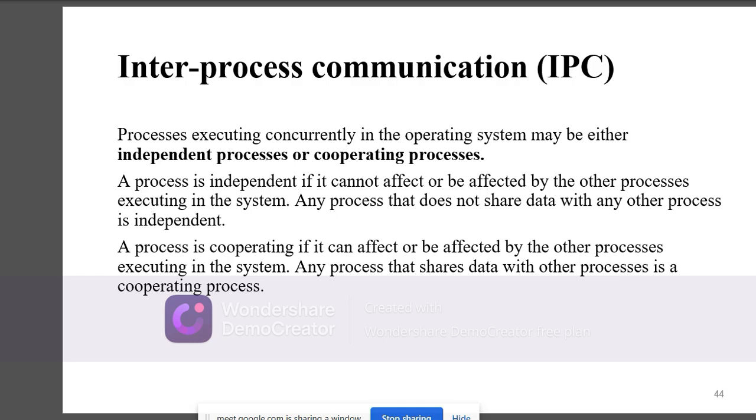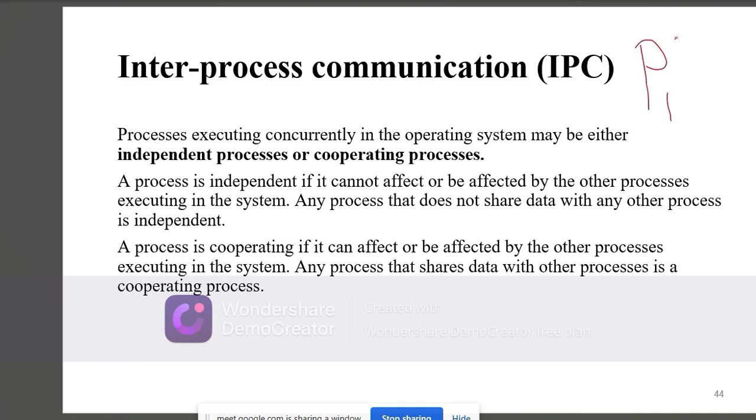What is IPC basically? A process is a program in execution. Whenever a programmer executes a program, it becomes a process. If two processes depend on each other, there must be communication between the two processes. In that case, communication is a must between these two processes.